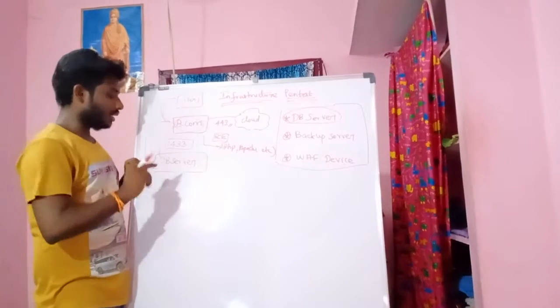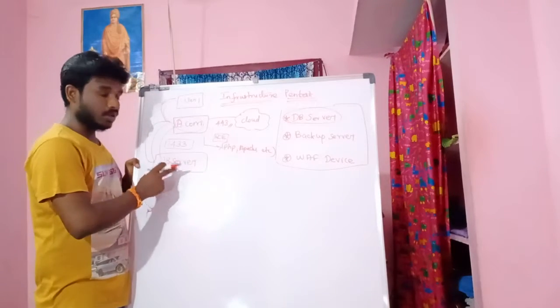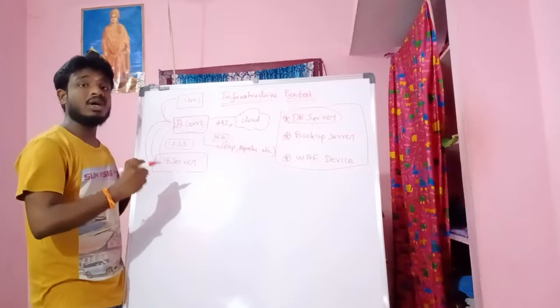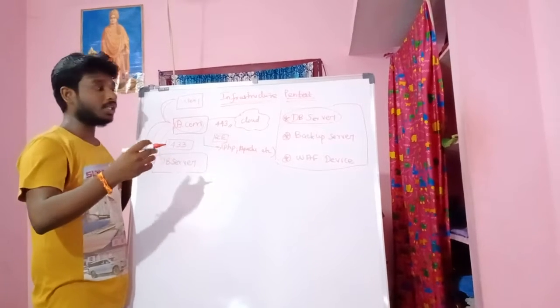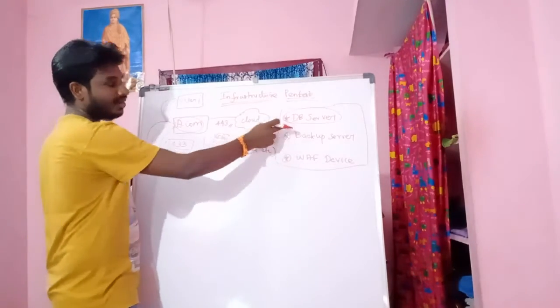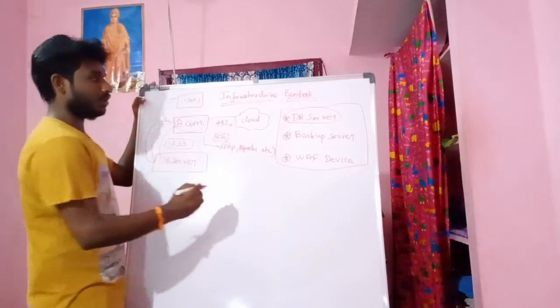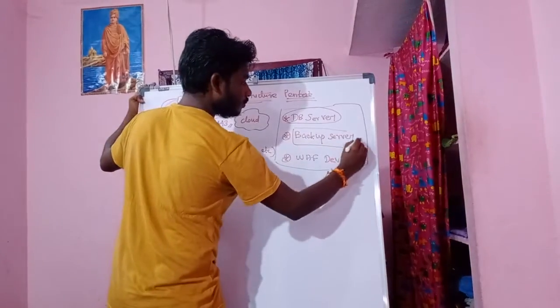Then I can do one more thing: check what version they are using, what software they are using on that DB server, and what username and password they are using. Those things I can validate in an infrastructure pen test. That is called the DB server. Then the backup server. That is scenario 2.